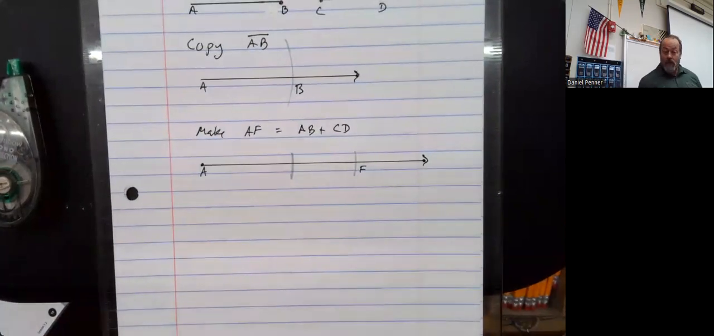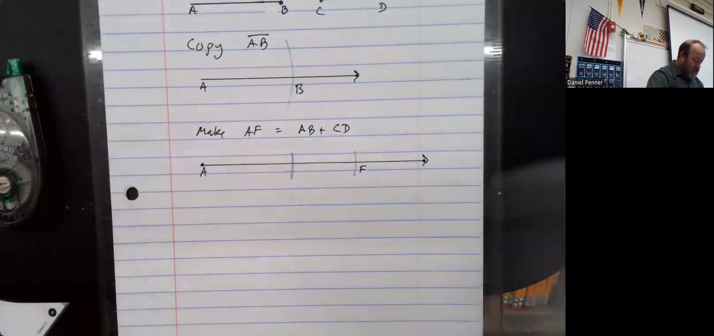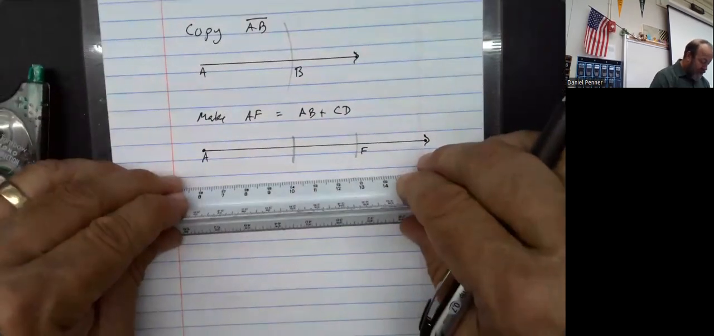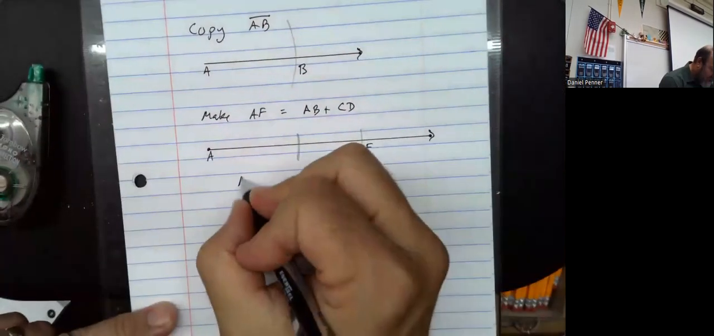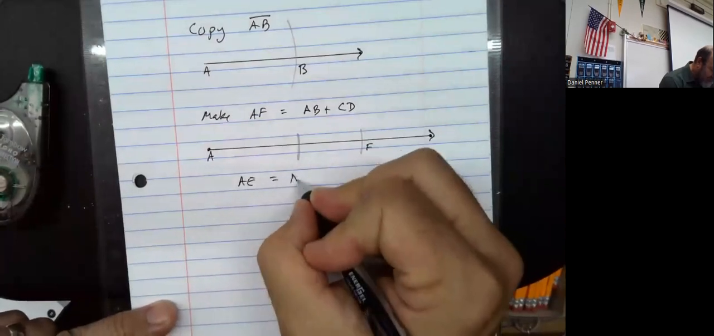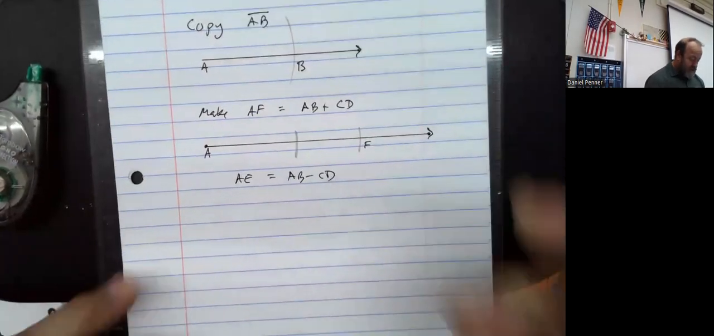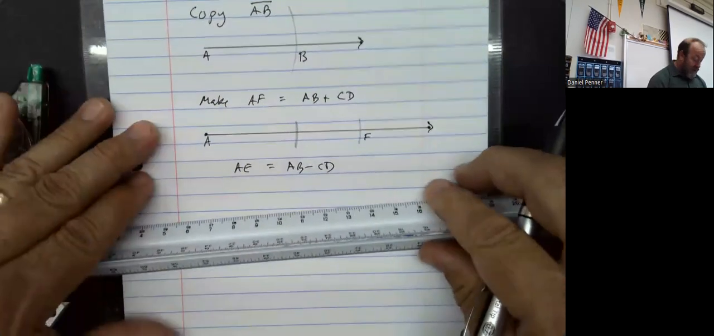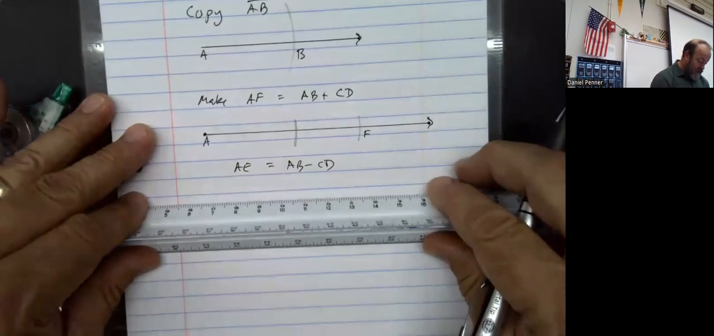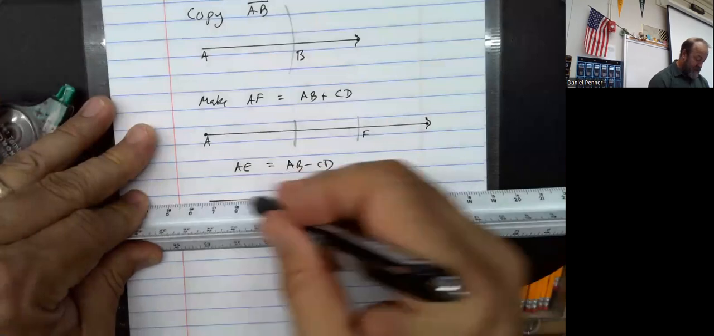And that's literally all we have to do. Now, if I wanted to, I could do some other things. For example, I could say, let's make AE the same as AB minus CD. Now, this was actually not in your textbook, but I think it's an important thing to understand that we can do a variety of things.